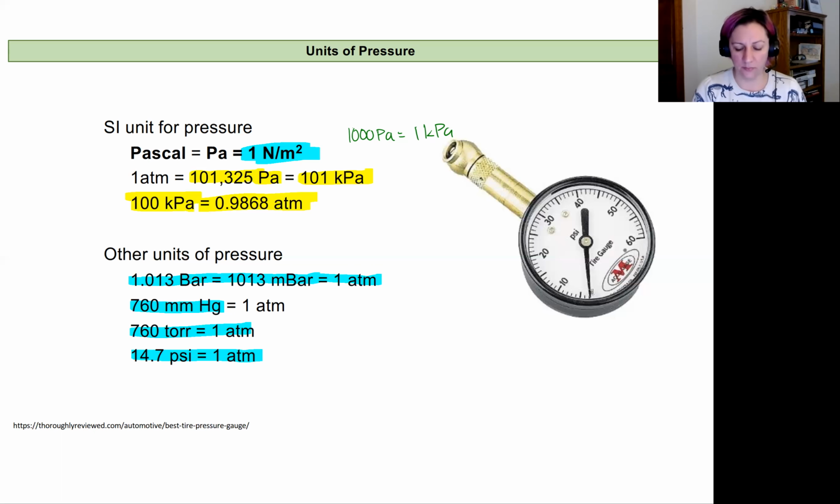And remember, 1 bar would equal 0.001 millibar. And that's again just our metric conversions.